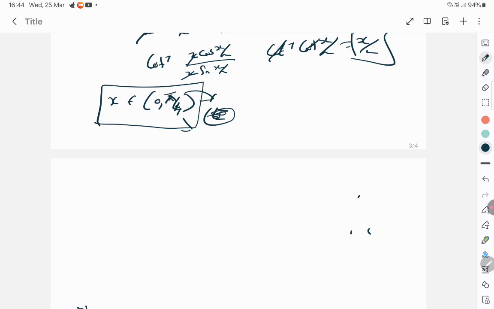The next question is the 9th question, where tan inverse of root x is half of cos inverse of 1 minus x by 1 plus x, where x is lying between 0 and 1.